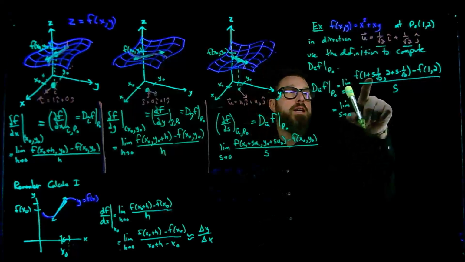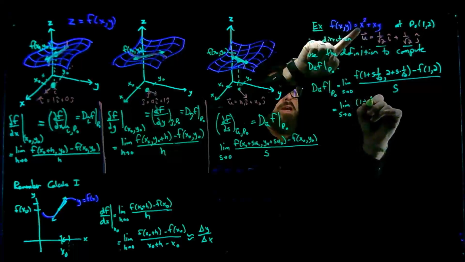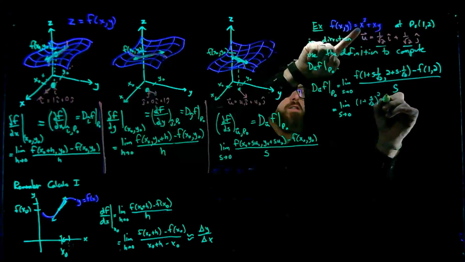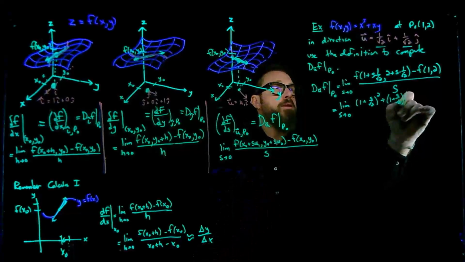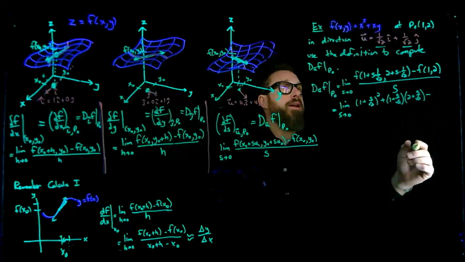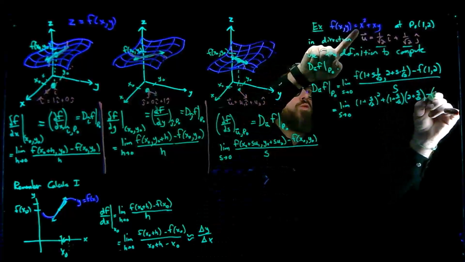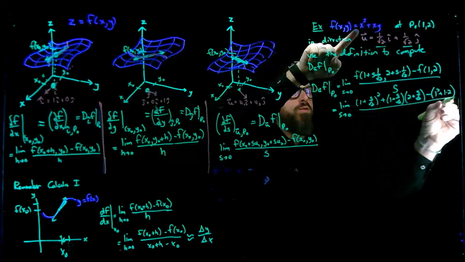So remember, this is the x location, this is the y location, so I'm going to have an x squared, so 1 plus s over root 2 squared, there's x squared, plus now I'm going to have x, which is still this, 1 plus s over root 2, times my y, which is 2 plus s over root 2, and then minus, in this case, x is going to be 1 squared plus 1 times 2. And this will all be over s.